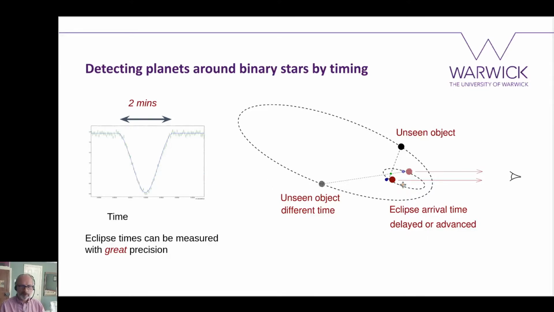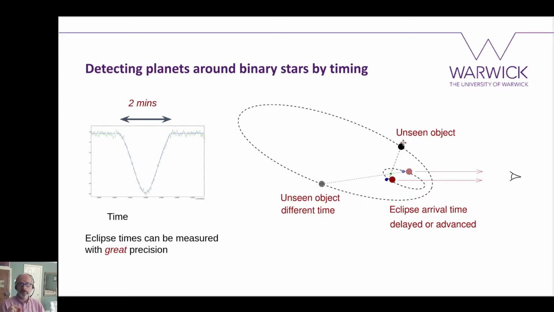Why is that useful? Well, just imagine that I have a binary, as shown with the blue and the red dot here. This is the binary as it appears to us at the time of mid-eclipse, and over here is us looking at the system. At this point it's the time of the eclipse, and we can measure that time. And then here is the same binary again, but some other time later, if it's orbited in a much longer orbit by some sort of unseen object, in other words a planet.